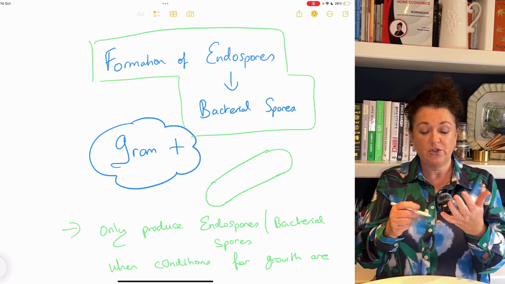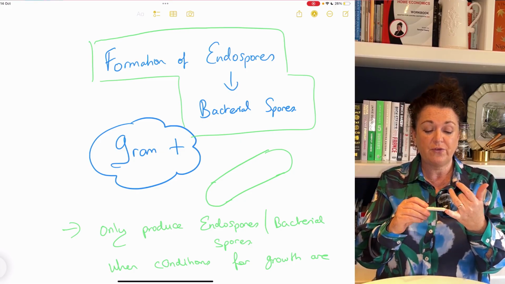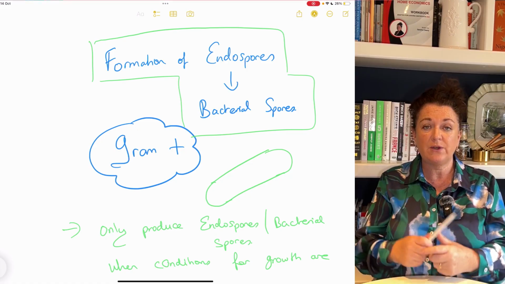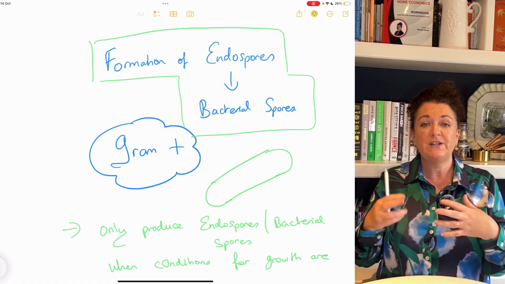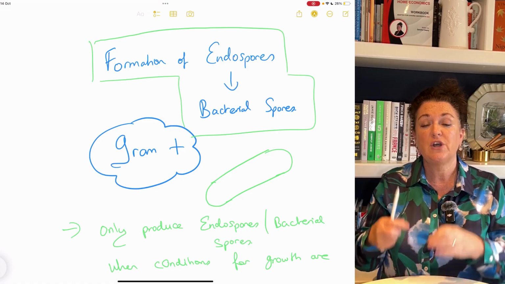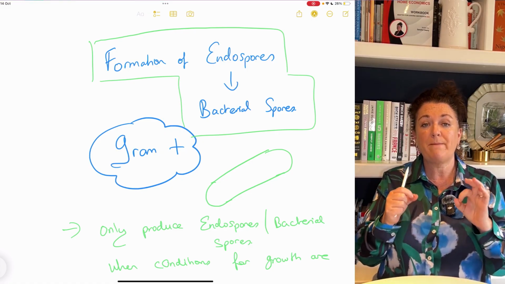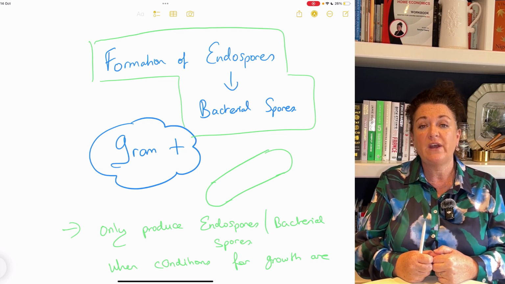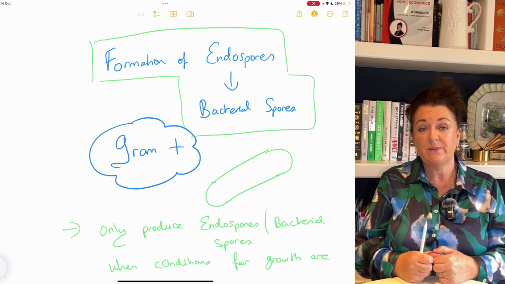Conditions start to deteriorate. Food is running out, moisture is running out, oxygen is running out, toxins are building up in the environment. So bacteria are starting to die, but it's survival of the fittest. Some bacteria, gram-positive bacteria with no flagellae, have a high resistance to antibiotics.